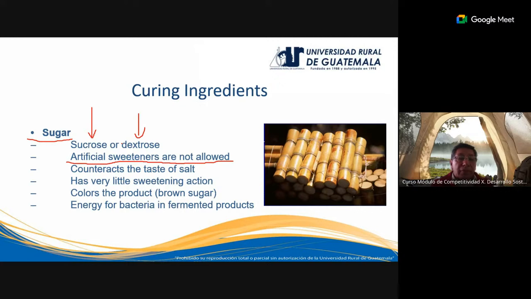Sugar counteracts the taste of salt. Sugar has very little sweetening action, and sugar adds color to the product, like the brown color when we use brown sugar. Sugar also provides energy for bacteria in fermented products. So let's continue.